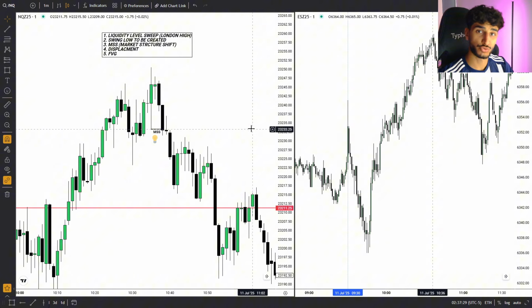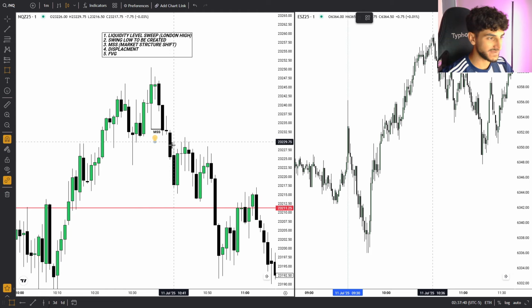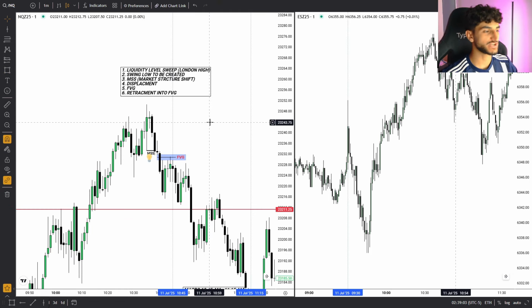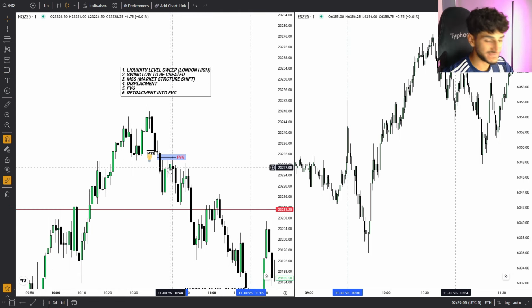And it's actually very crucial for that fair value gap to be created, because I need that fair value gap in order for price to trace in, then I'll be going short. So having said that, we do get this fair value gap right here created at 10:40, and then we get a retracement into that fair value gap at 10:44. But the issue here we do have is that it's not in the macro.